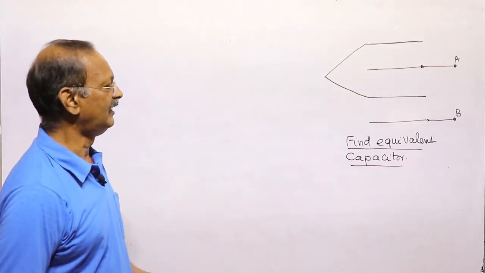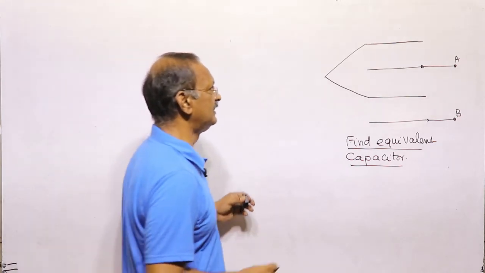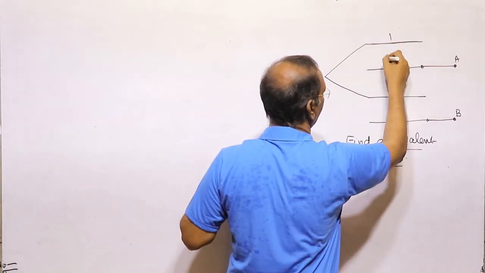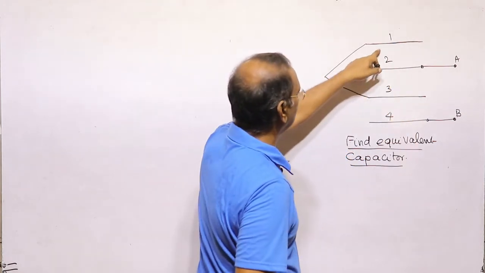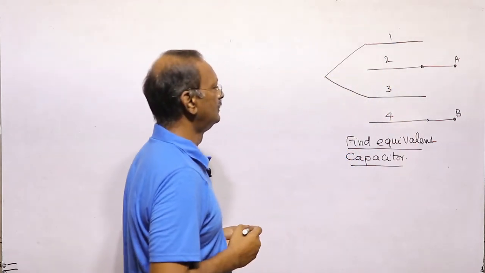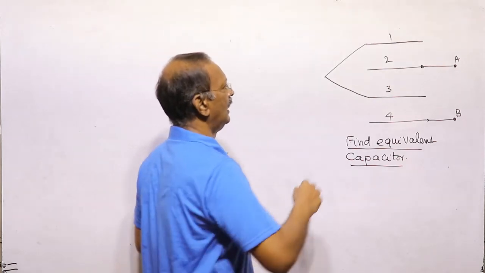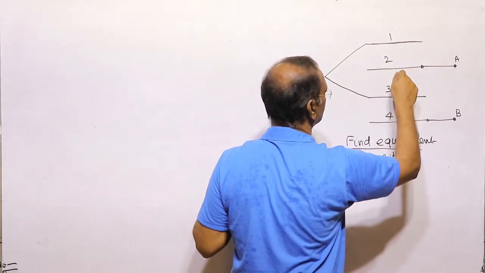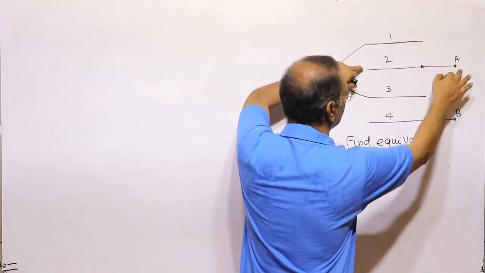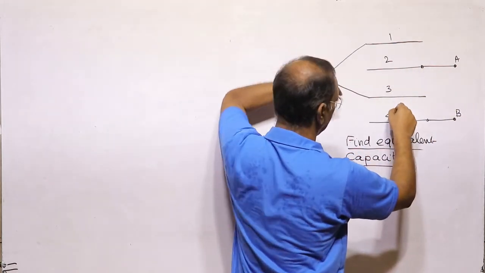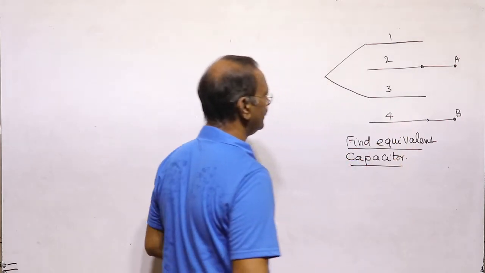In this problem, find the equivalent capacitor. First, name all the plates: 1, 2, 3, 4. We know 1 and 3 are connected to the same point, and 1 and 2 are connected to different points. 2 and 3 are connected to different points, because 2 is connected to A and 3 is connected to this point, and 3 and 4 are connected to different points.